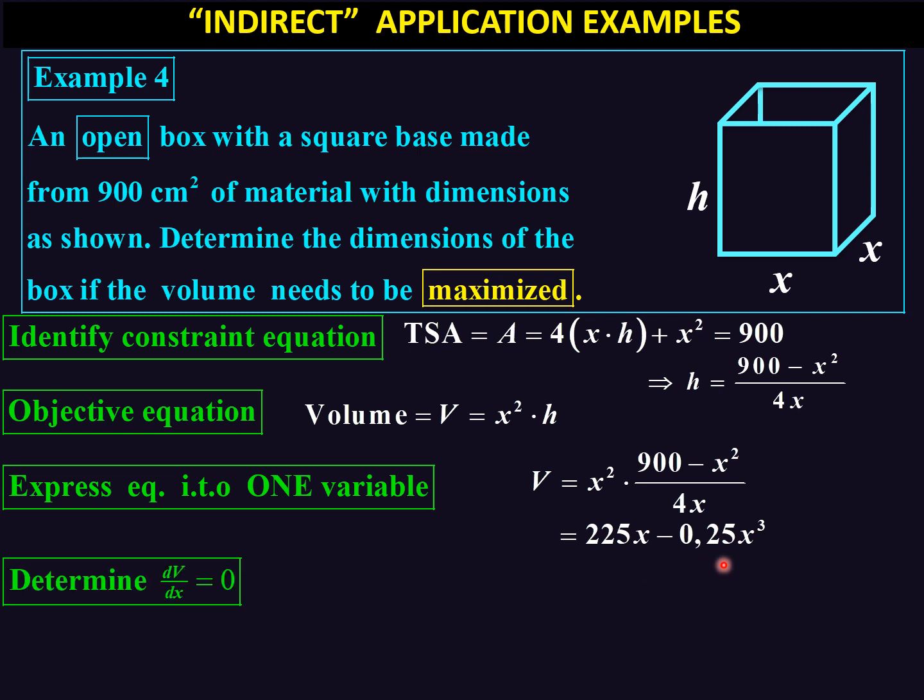So let's differentiate that. Come, let's try that first. 225, that's correct. Negative 0.75 x squared. Lucky I can't see you. It would be embarrassing to see that you did that on the calculator.